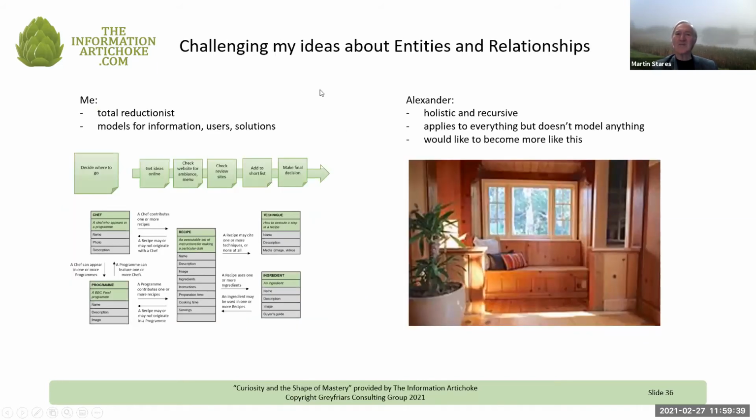Okay, first of all, challenging my ideas about entities and relationships. On the left is me, a total reductionist. I've got models for everything, information, users, solutions. Alexander's completely different. He's holistic, recursive, not hierarchical like I am. His approach applies to everything, but it doesn't model anything. And I looked at some of the examples of his work, one of which is here. I would like to become a little bit more like this type of feeling in my design. And this design is a consequence of how Alexander thinks about things.